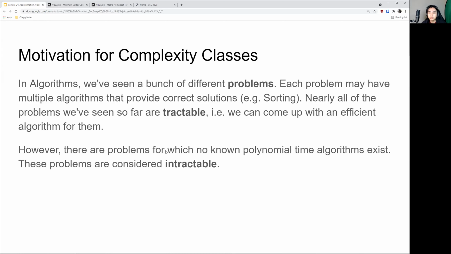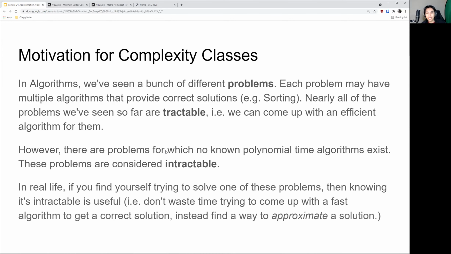However, there are problems for which we don't have any polynomial time algorithms. In other words, the best algorithms we have to solve those problems are exponential, and we call those types of problems intractable problems. In real life, if you realize that the problem you're trying to solve is intractable, then you know you want to avoid trying to come up with a fast algorithm that gives you the optimal solution. Instead, you want to find a way to approximate a solution because that's probably faster. You're not going to get the best answer, but you'll certainly get an answer that's good enough for all intents and purposes. And that's what we're going to look at today.